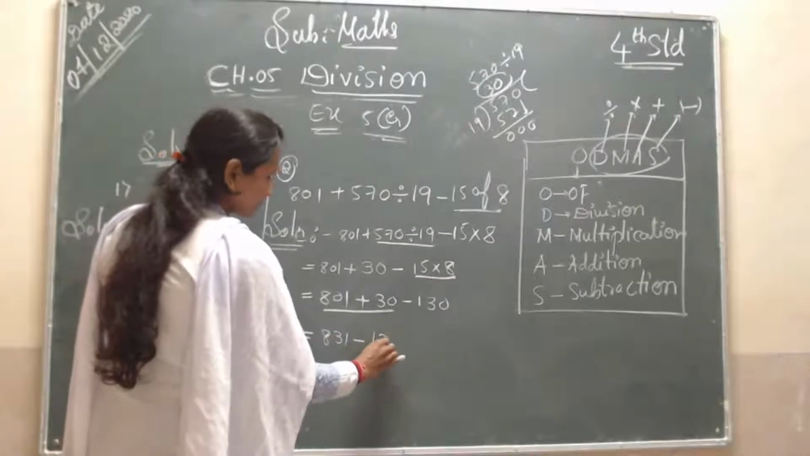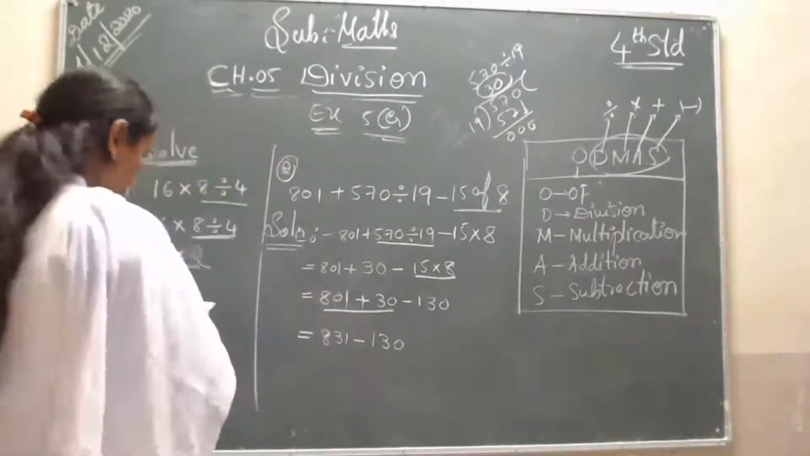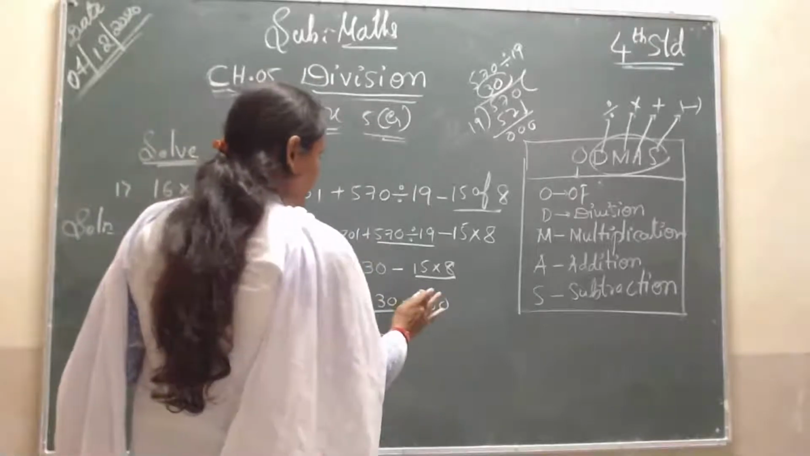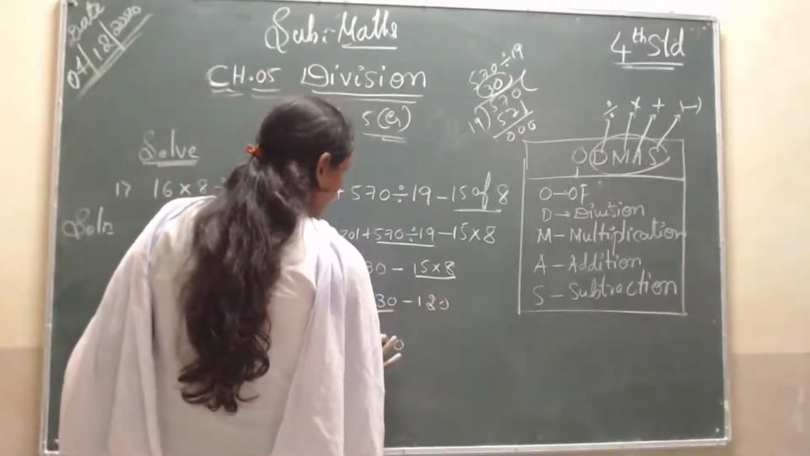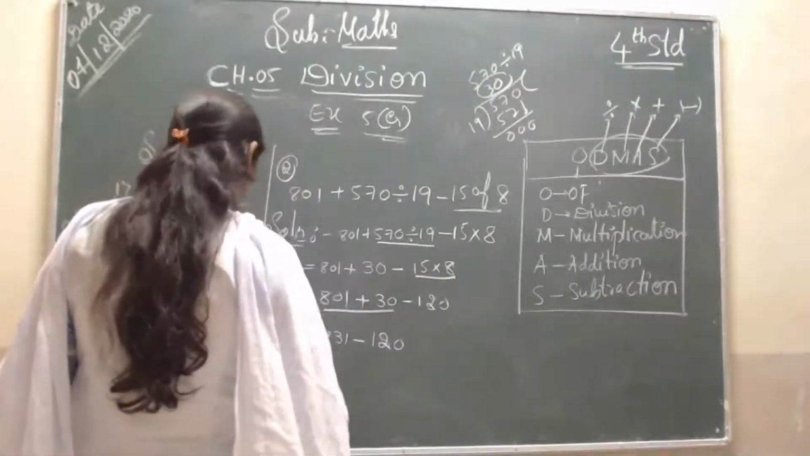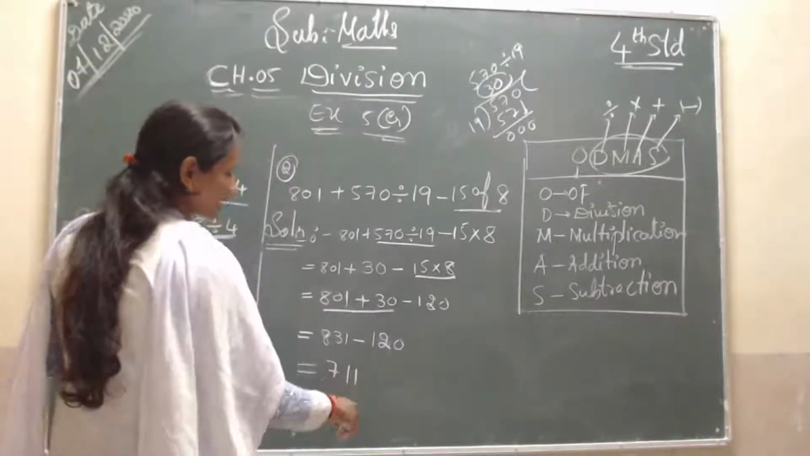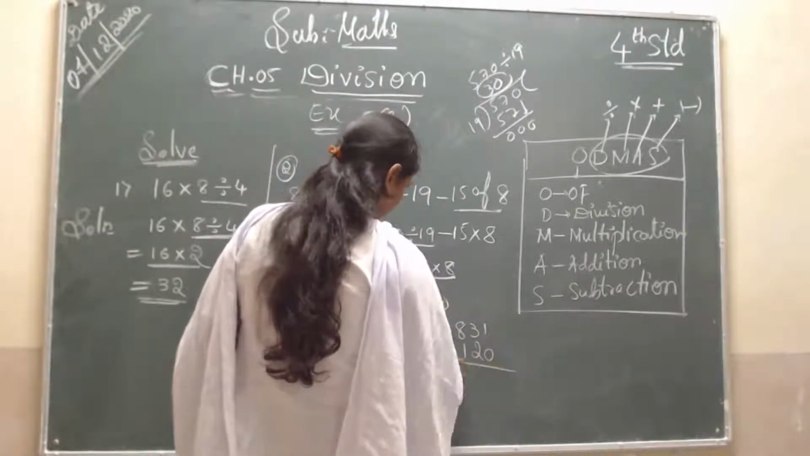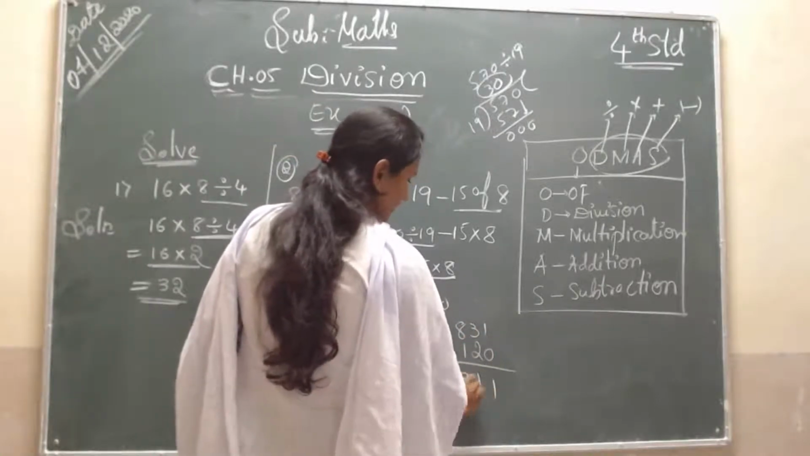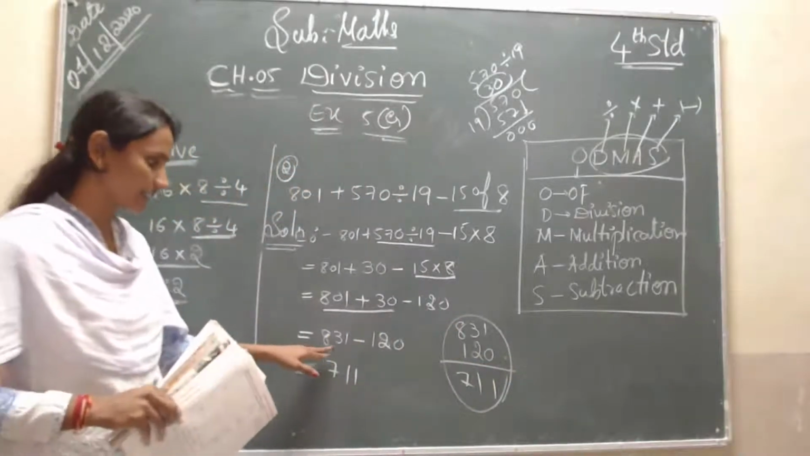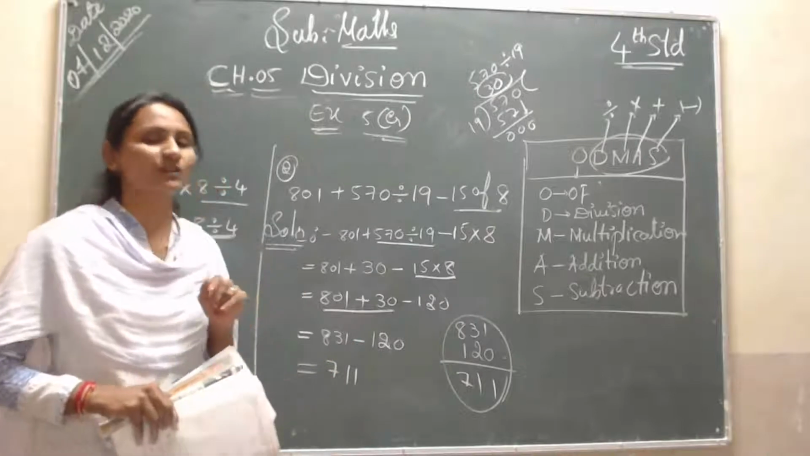801 plus 30 is 831, minus 130, sorry students, this is 120. So 831 minus 120, subtract to get 711.